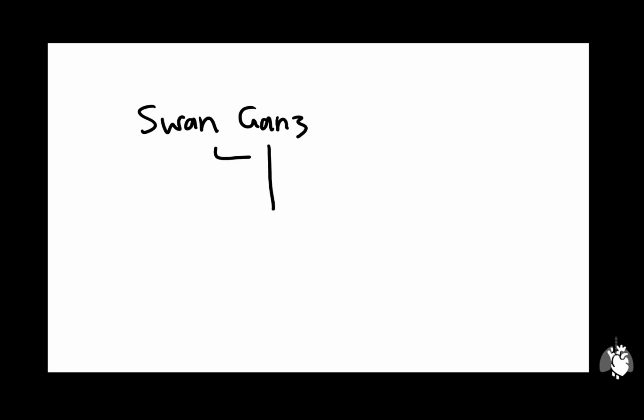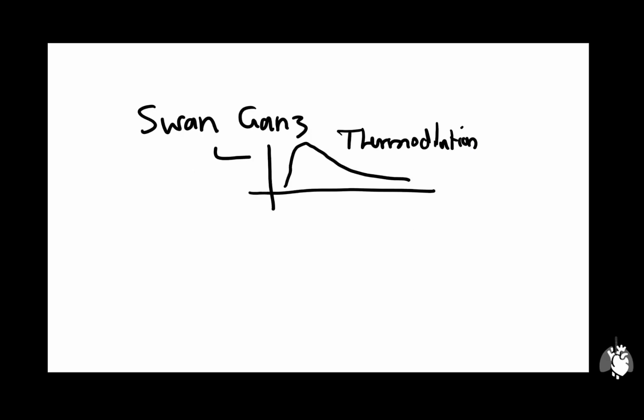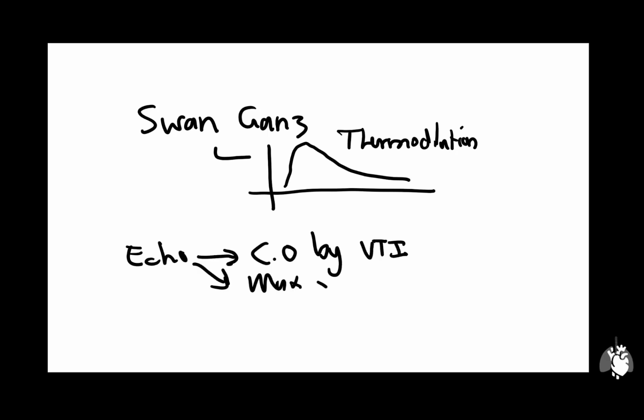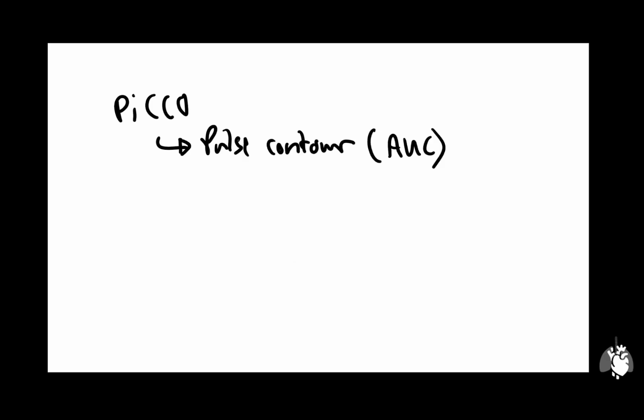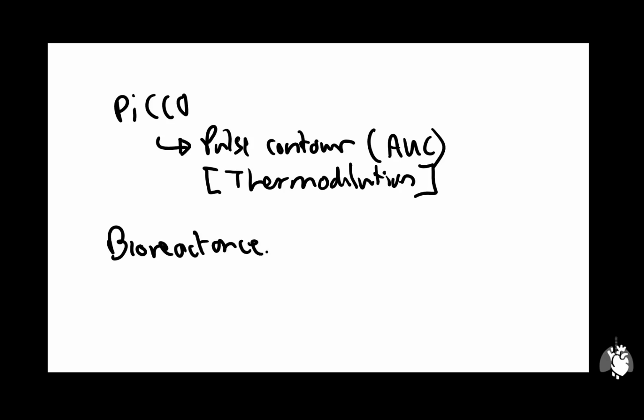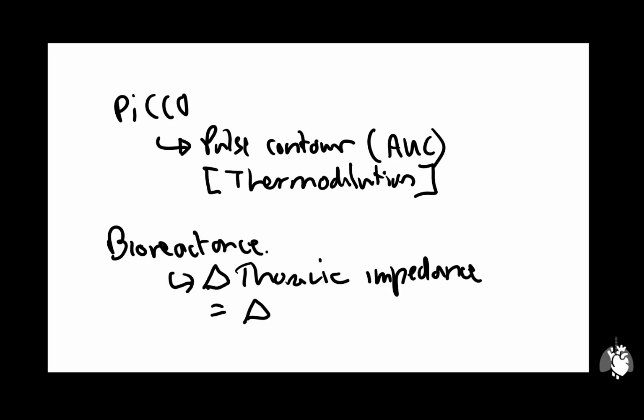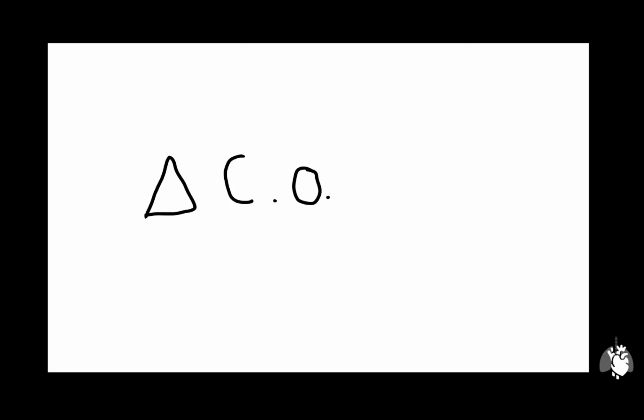Cardiac output measurements can be done in several ways: Swan-Ganz catheter by thermodilution, echocardiography, by measuring VTI at the left ventricular outflow tract, or changes in maximal velocity at the outflow tract, Pico catheter by pulse contour analysis, or bioreactance by measuring changes in impedance. Measuring change in cardiac output requires multiple measurements and may introduce error.